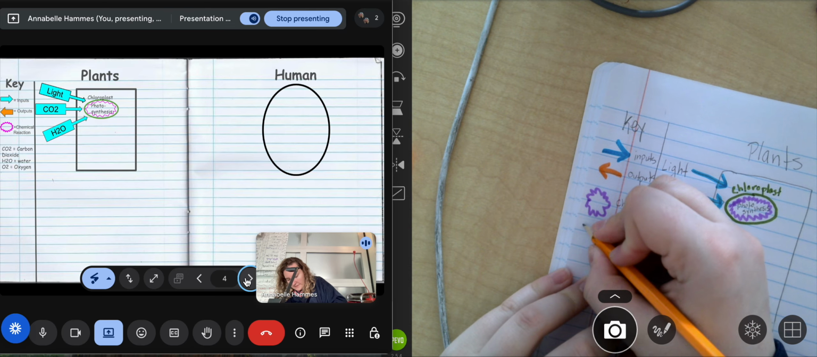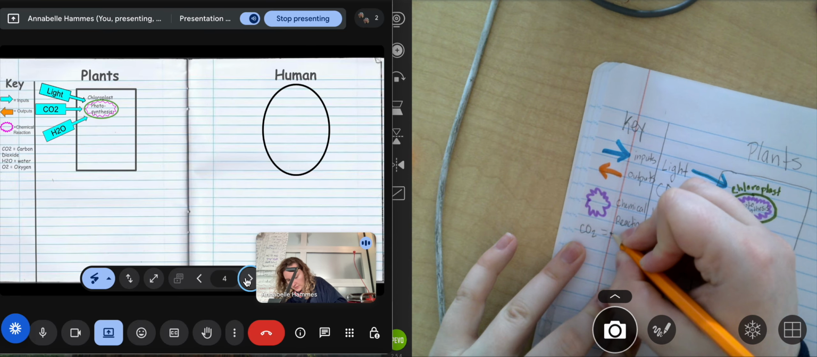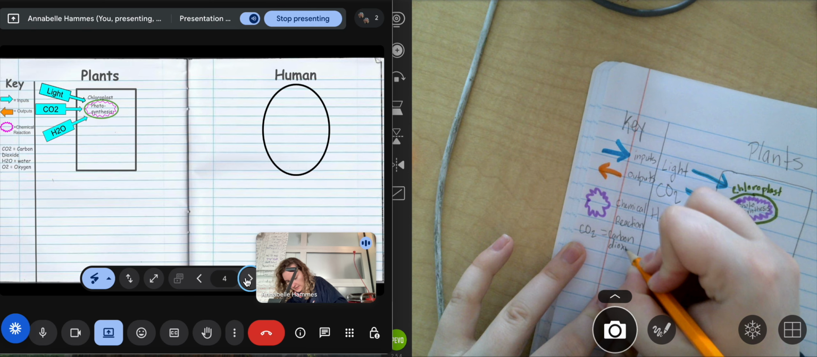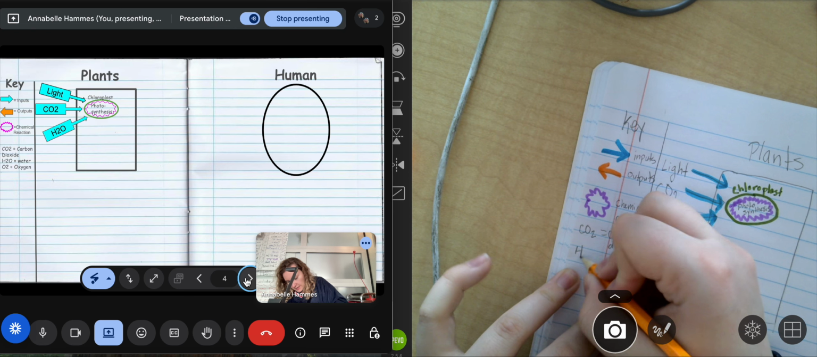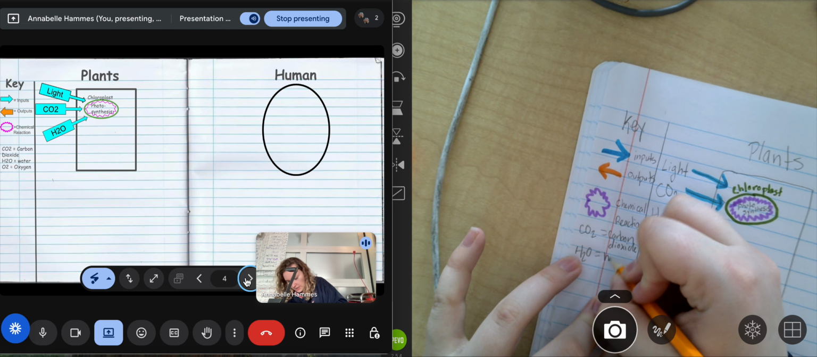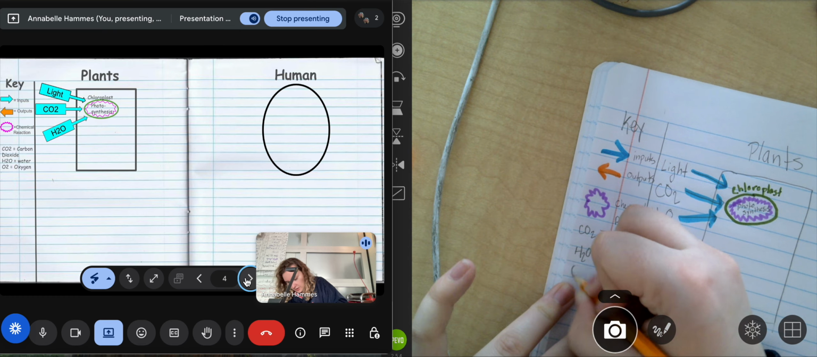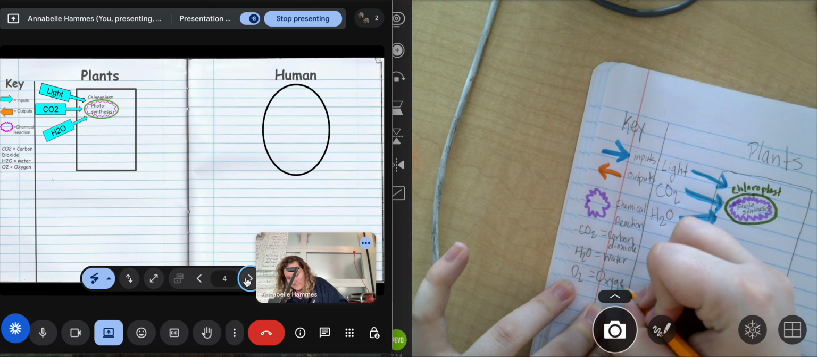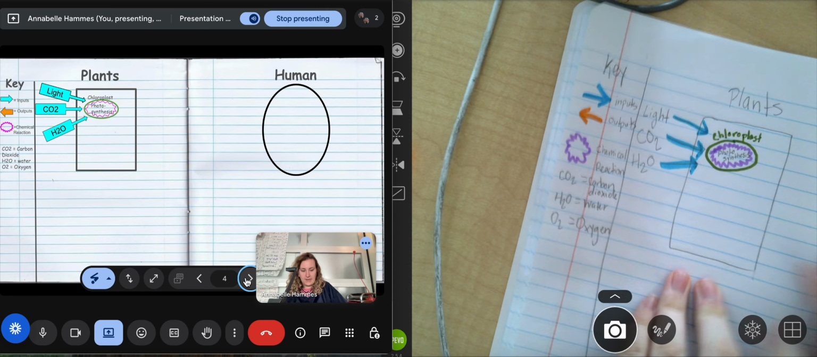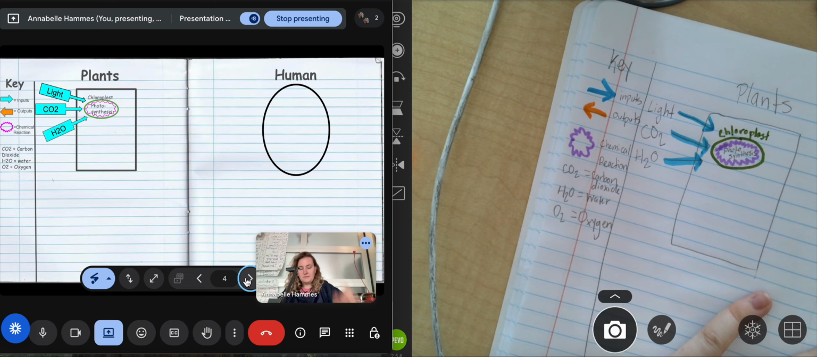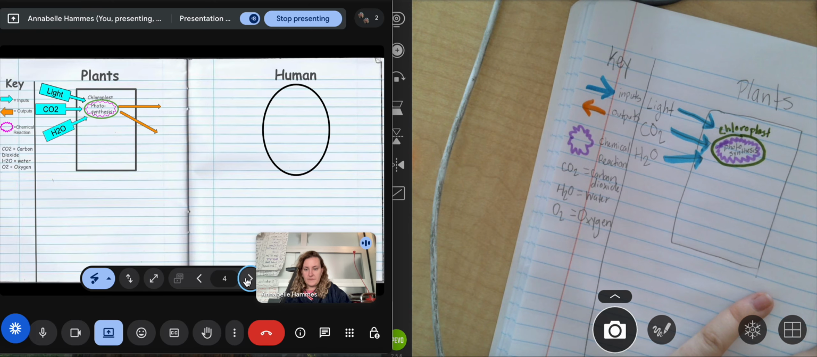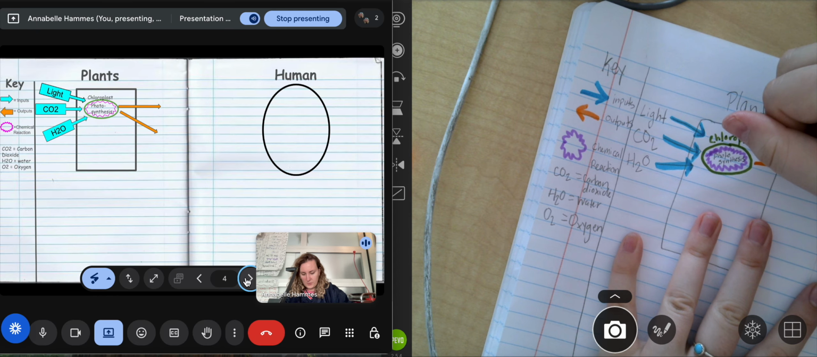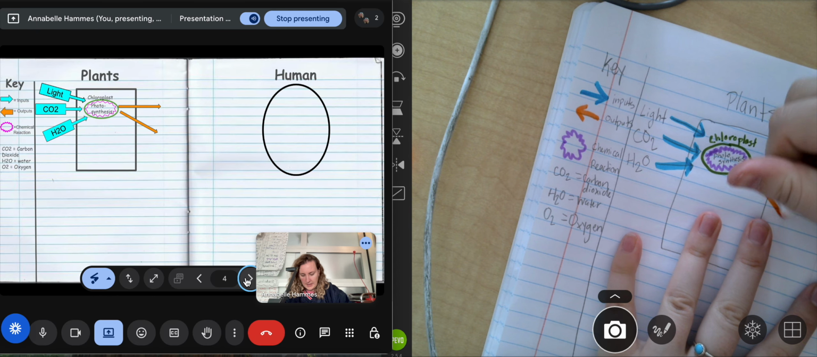And then obviously we have CO2 equals carbon dioxide. H2O equals water. And O2 equals oxygen. Okay. We're going to start adding some stuff here. We got some outputs. So output here, output here.